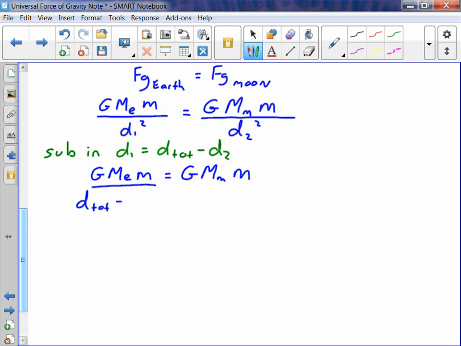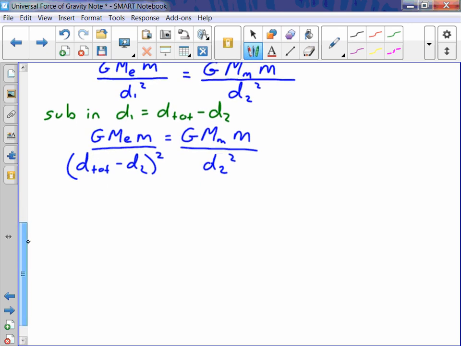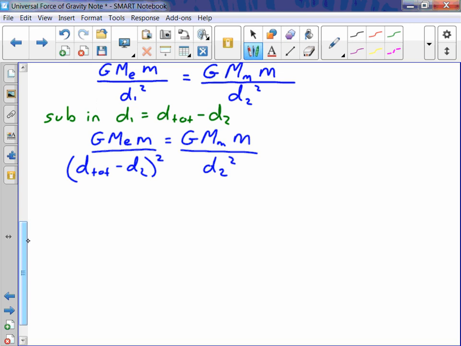Let's put 6.67 times the mass of the Earth. Next line, we can do some simplification. There are two variables that we can get rid of: little m and big G.